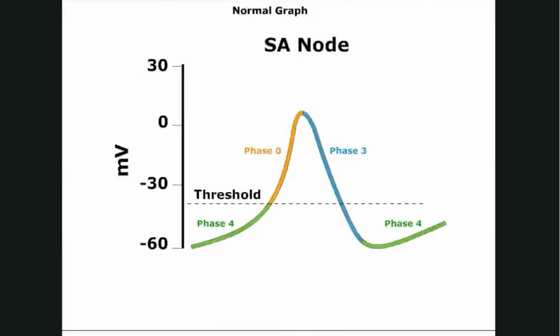Sinoatrial nodal action potentials are divided into three phases. Phase 4 starts at the end of repolarization, when the membrane potential is at its most negative, about minus 60 millivolts.